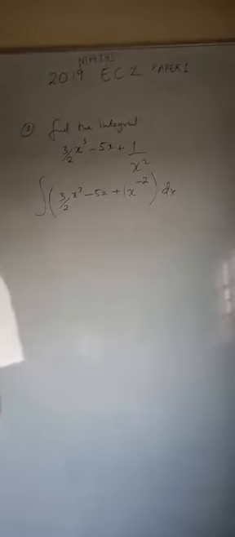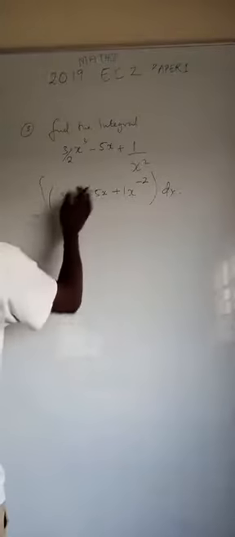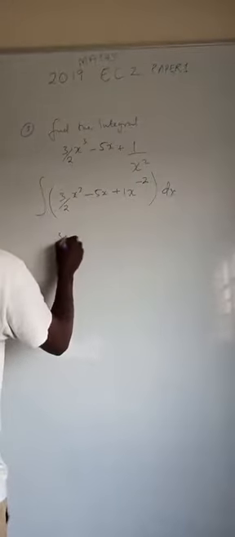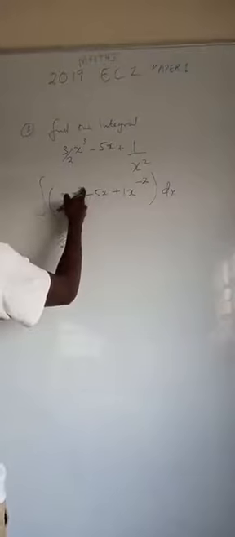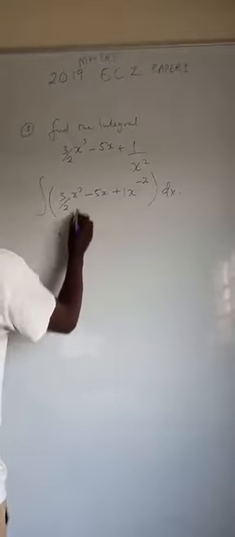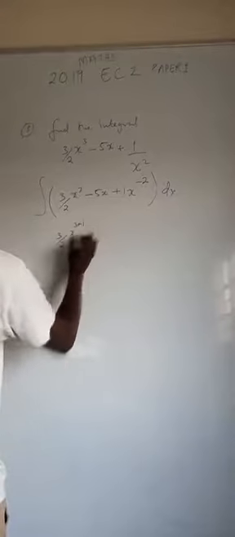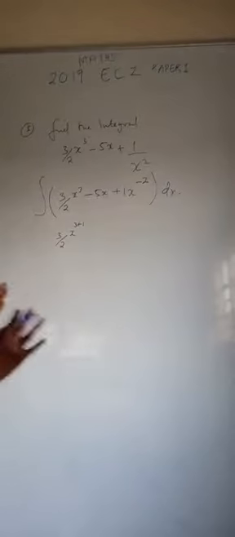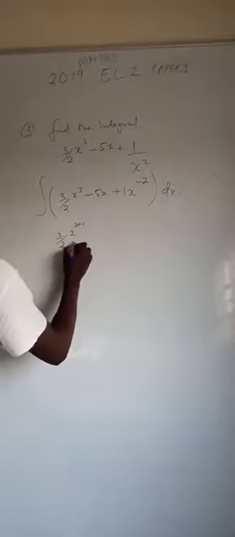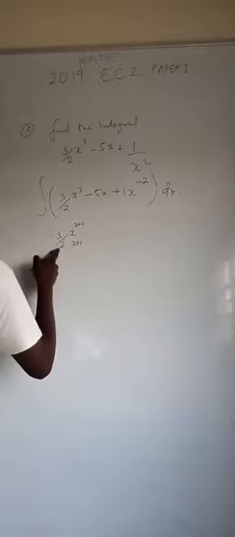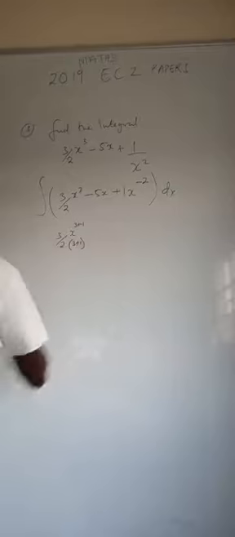Okay, but how do you integrate this? You always add 1 to the power. So 3 over 2, x, what is the power? 3. You add 1. When you're integrating, you always add 1 to the power. So what you do on top, you do down. So if I put 3 plus 1 on top, meaning even here down next to 2, I'll put 3 plus 1. But because of this 2, this one I'll put it in brackets.